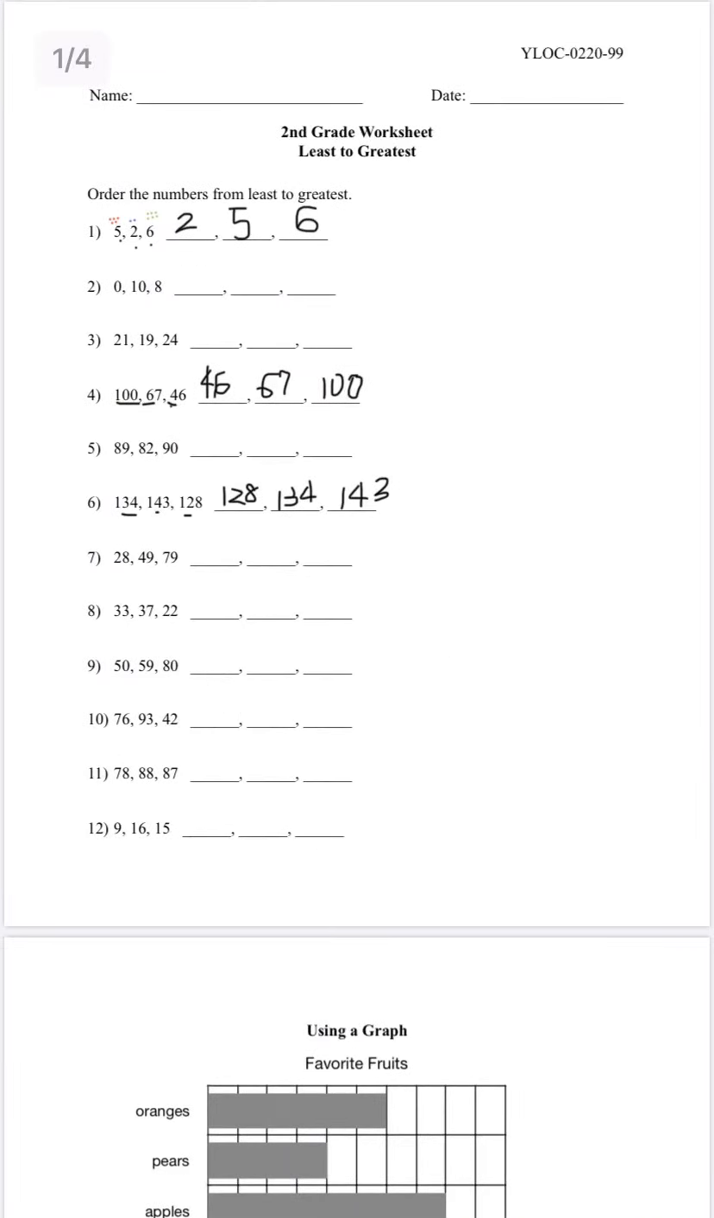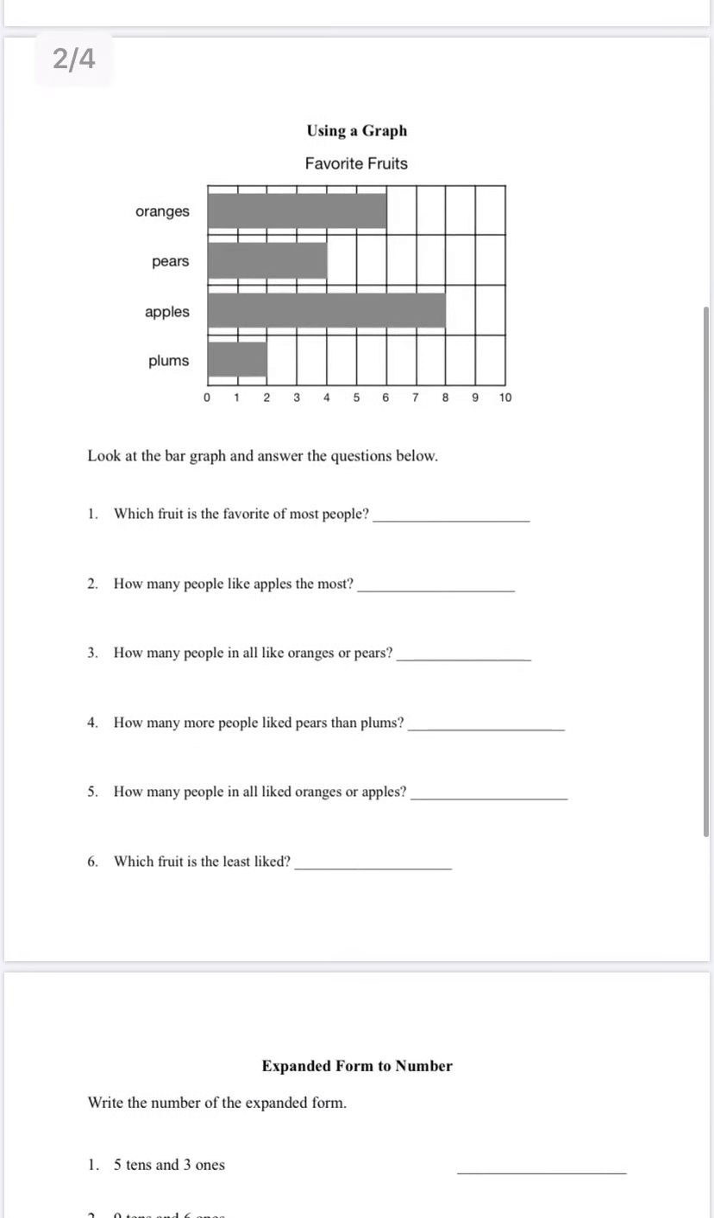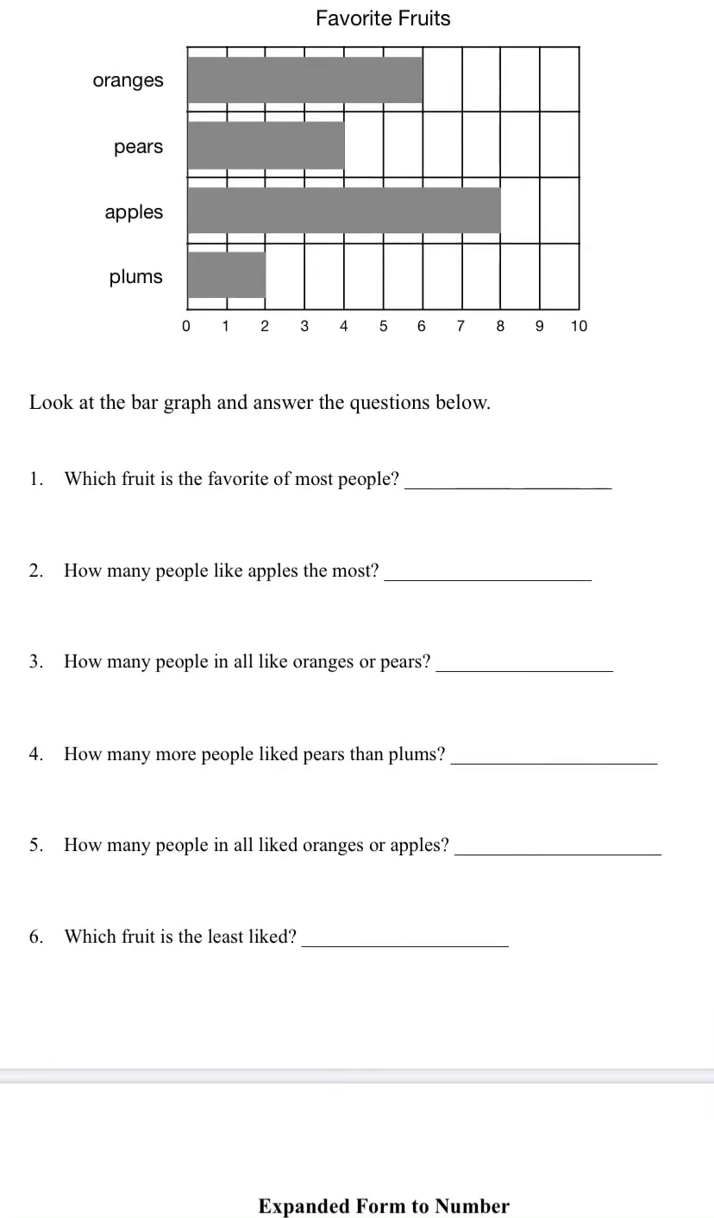Now let's move on to the next page. Using a graph, look at the bar graph and answer the questions below. Okay, let's try number 1. Which fruit is the favorite of most people? So we can tell that apple is the favorite of most people because it has the most votes here. So it's apples.